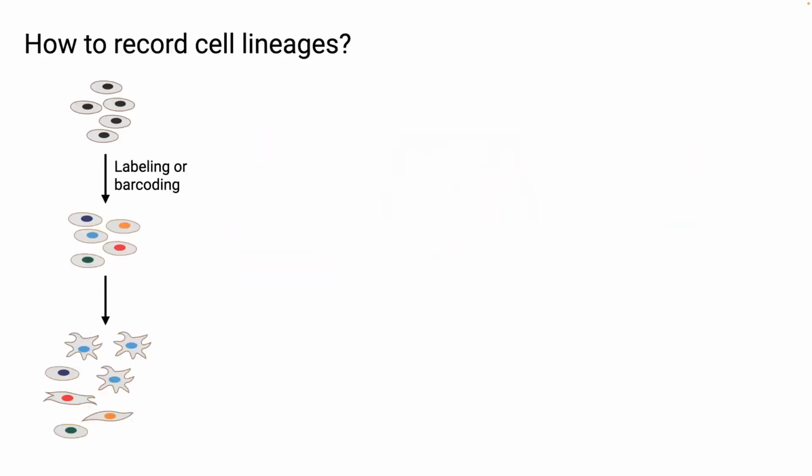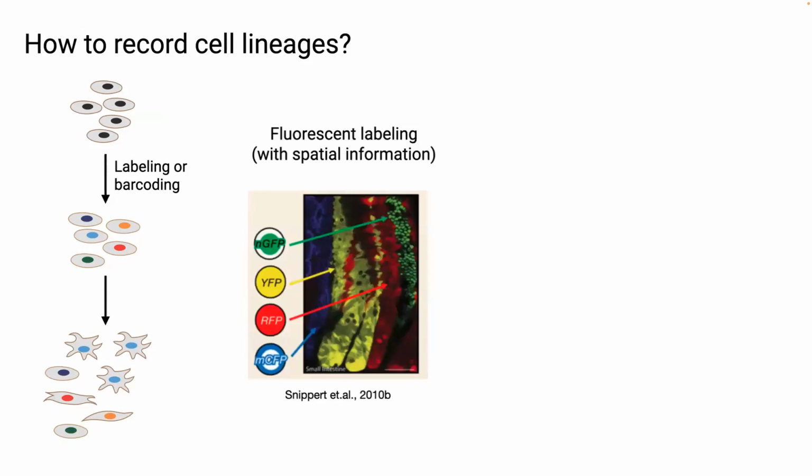The next question is how we can record cell lineages. We can simply barcode or label individual cells and trace them all the time, and then we can see what kind of cells are shared within the same lineage. In 2010, people used different colors to label individual cell lineages in the intestine.